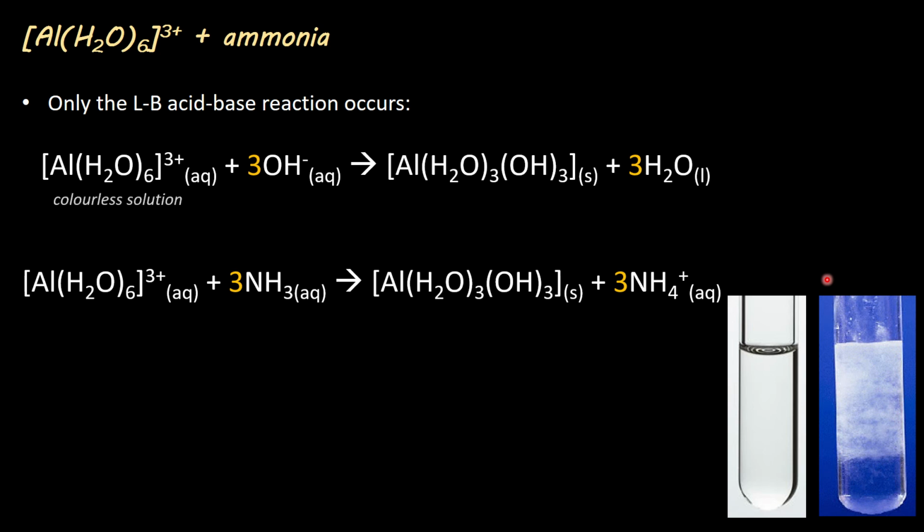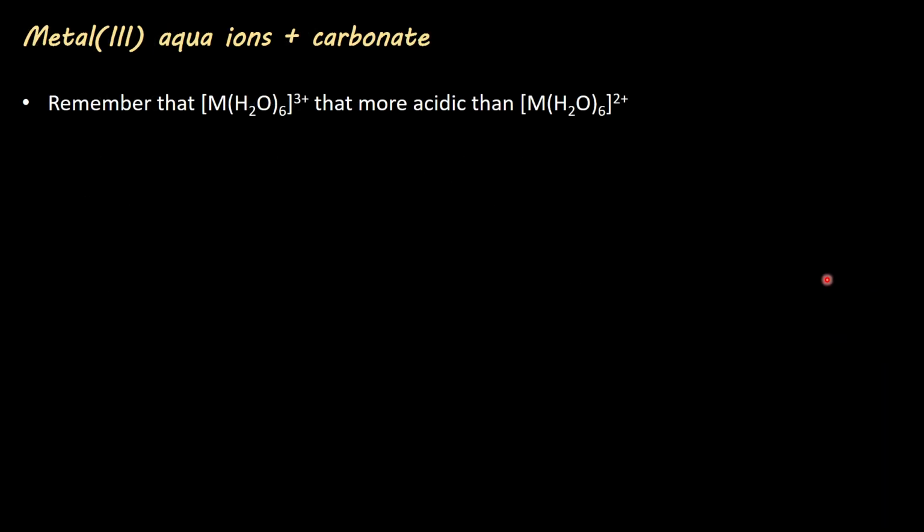Observations, we've already talked about them. Colourless solution, it's a solid, so it's going to be a white precipitate, and then it redissolves if it can, but not there. Now, that takes us to the final instalment in this, and it's all about these metal 3 aqua ions coming with carbonate.